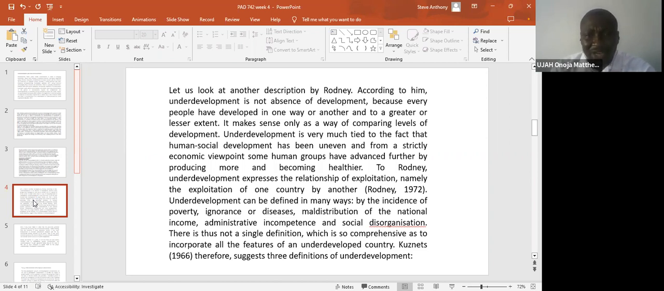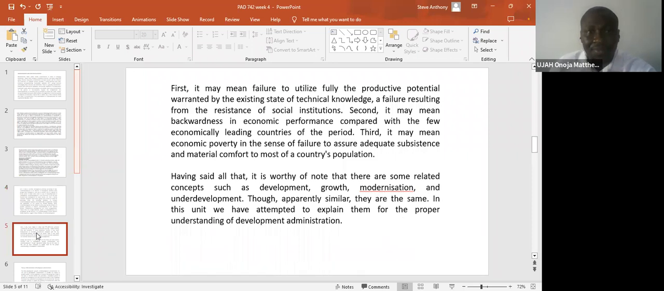So we say here that underdevelopment can be defined in many ways: by the incidence of poverty, ignorance or disease, maldistribution of the national income, administrative incompetence, and social disorganization. If you want an in-depth measurement of what underdevelopment connotes within the confines of our course, you would be measuring it even from the angle of administrative incompetence and social disorganization and a host of other factors. There is thus not a single definition so comprehensive as to incorporate all the features of an underdeveloped country. Kuznets therefore suggests three definitions of underdevelopment.